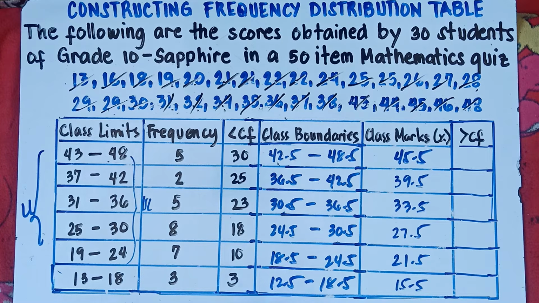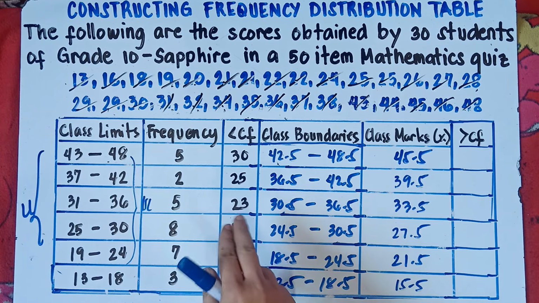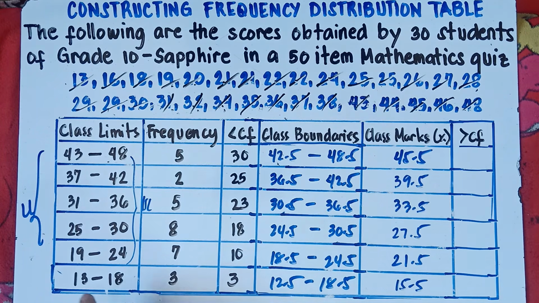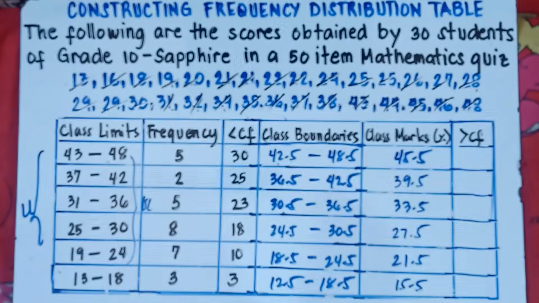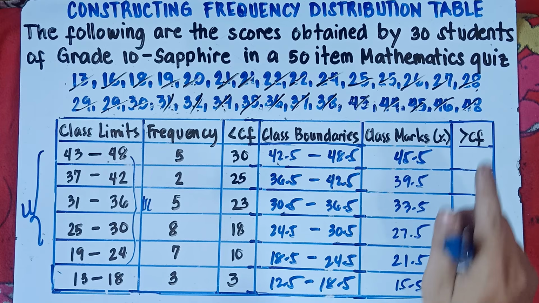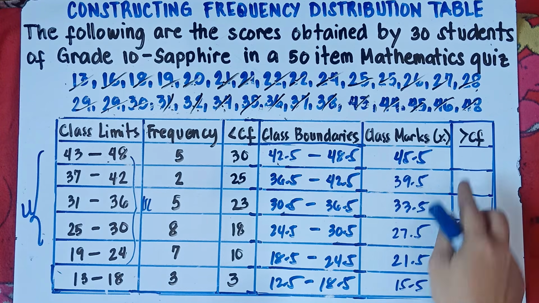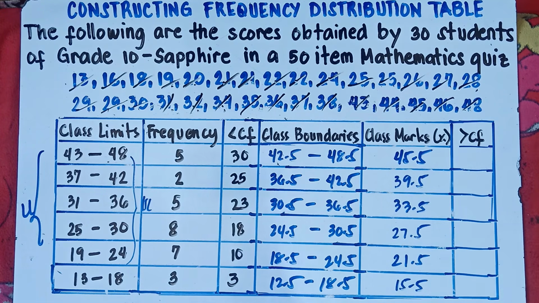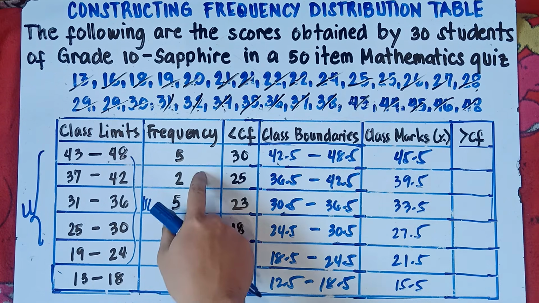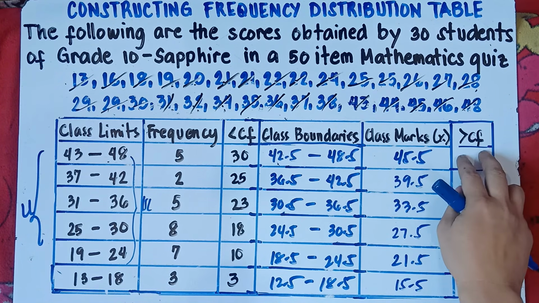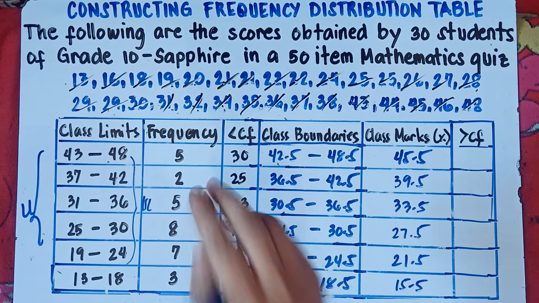Alright, so last one, greater than cumulative frequency. Once again, for less than cumulative frequency, you always start at the lowest score, then simply copy the frequency. Sir, question, what if it's greater than cumulative frequency? Now, if it's greater than cumulative frequency, you start at the highest score, then you copy the frequency.